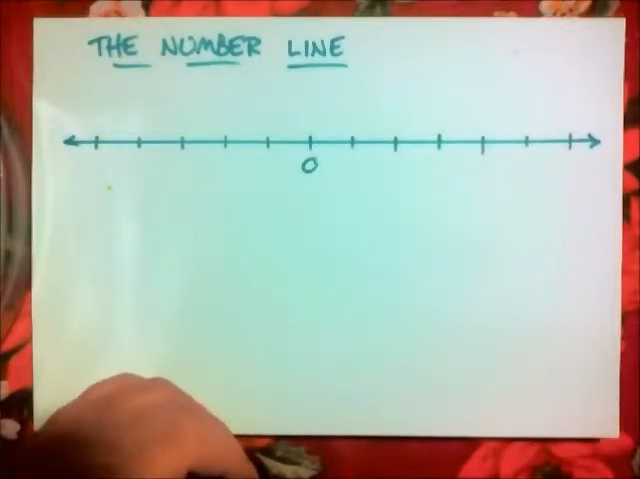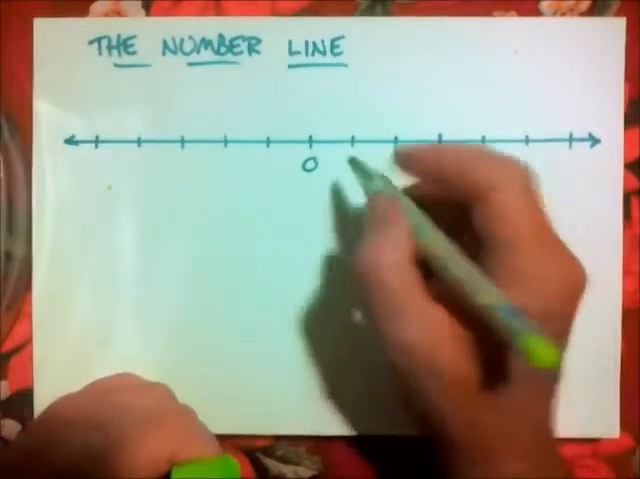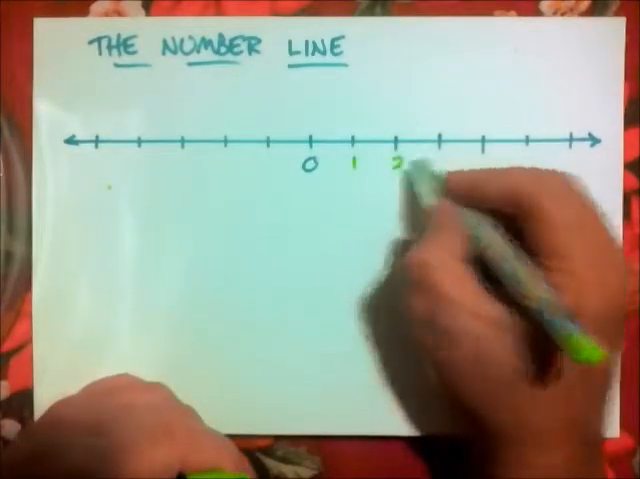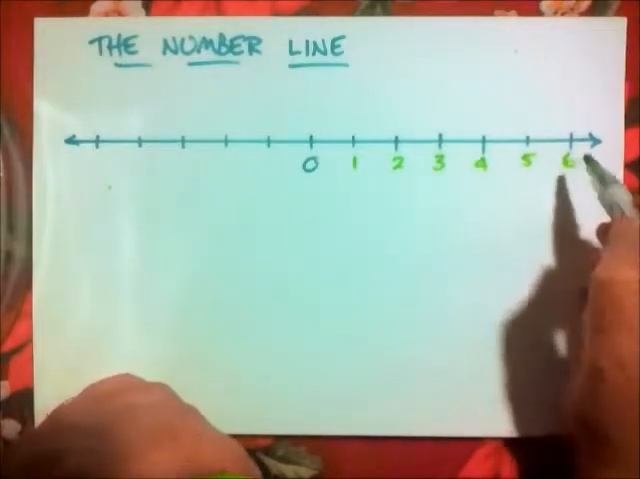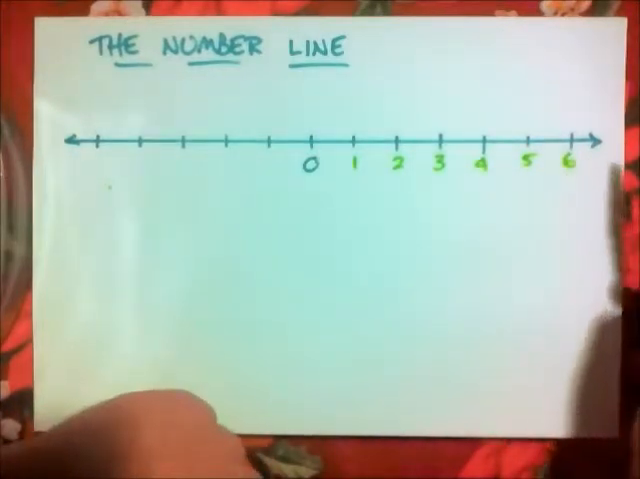Positive numbers are to the right of 0, or if the line goes up and down the page, then above 0. So 1, 2, 3, 4, 5, 6. So I could draw a bigger number line if I had a bigger piece of paper.